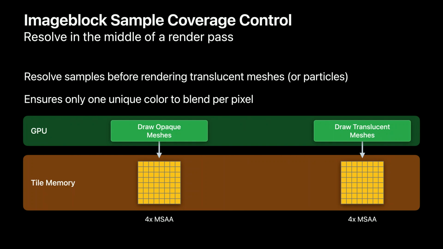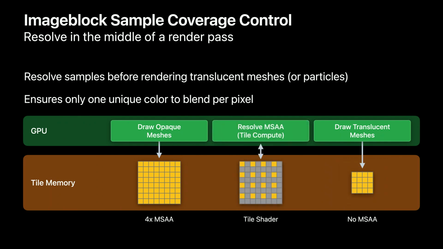Some applications render complex scenes with lots of opaque geometry and lots of translucent geometry like particles. This would have a negative impact on performance due to the high number of small translucent triangles, which will have a lot of samples per pixel. In this case, you may want to resolve your sample data with a tile pipeline before the heavy blending phase. With image block sample coverage control, you can resolve the sample data with a tile pipeline after rendering the opaque geometry to ensure that all of the pixels contain a single unique color.